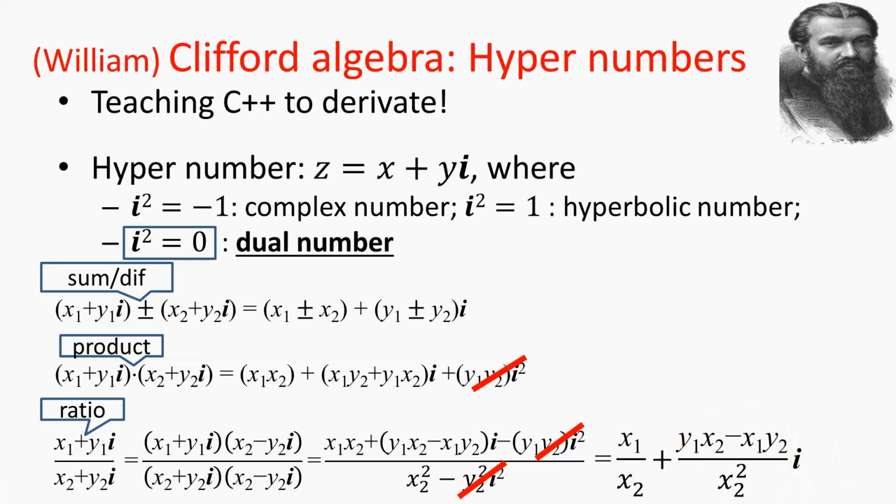Let us recognize that in these operations, the real part is always the same operation as executed for the hypernumber. The imaginary part is not. It looks more complicated, but somehow very familiar. So what are these? These are just the derivation rules.